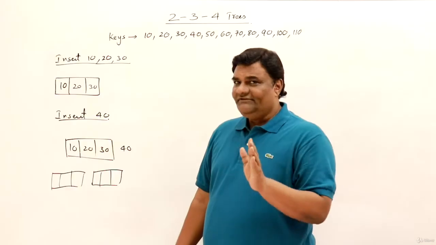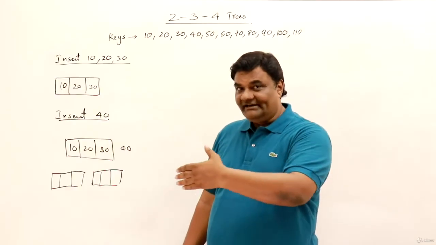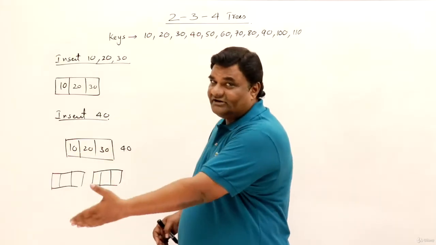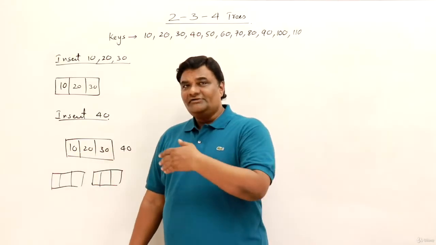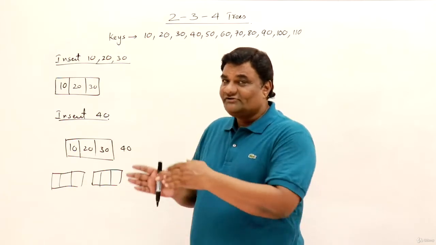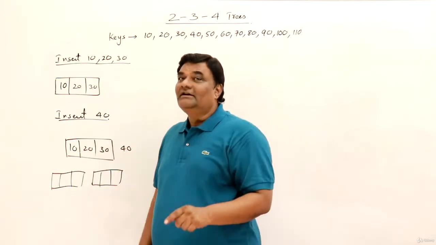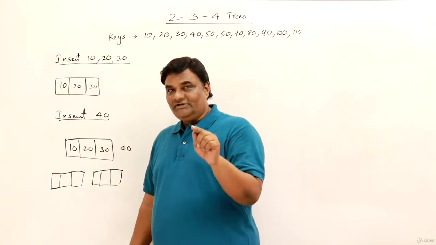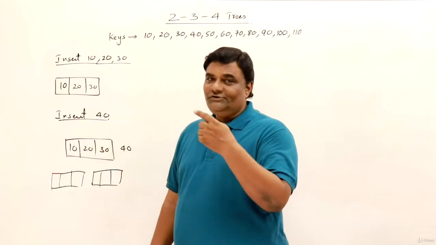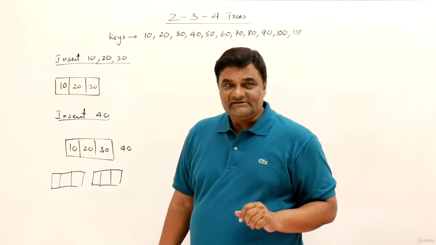When you have an even number of keys for splitting, then you can be either left biased or right biased. You can have more keys on the left side or more keys on the right side, because you cannot divide them uniformly. So you can have left bias splitting or right bias splitting. This is the new thing we are learning in 2, 3, 4 trees.